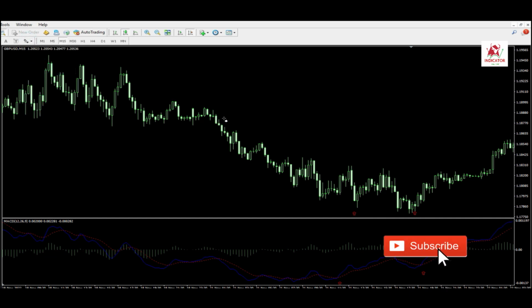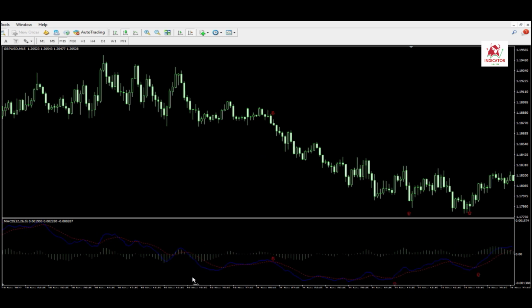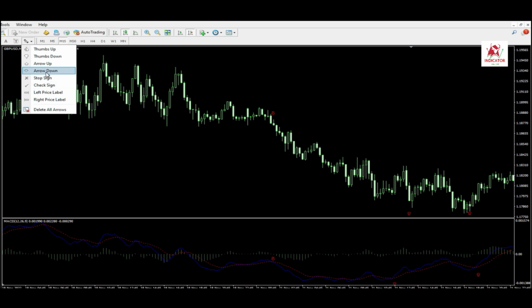Divergence occurs when there's a discrepancy between price movement and indicator movement. Classic bullish divergence occurs when price makes lower lows yet the histogram makes higher lows, when the histogram is below zero. Classic bearish divergence occurs when price makes higher highs yet the histogram makes lower highs, when the histogram is above zero. Hidden bullish divergence occurs when price makes higher lows yet the histogram makes lower lows, when the histogram is below zero. Hidden bearish divergence occurs when price makes lower highs.